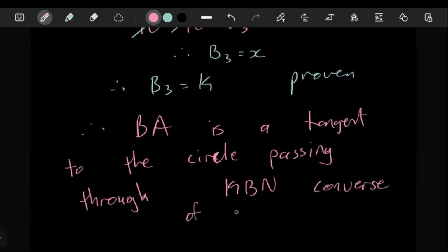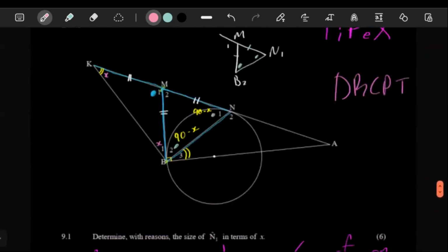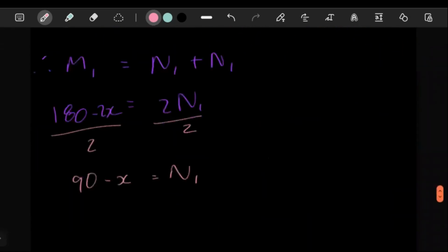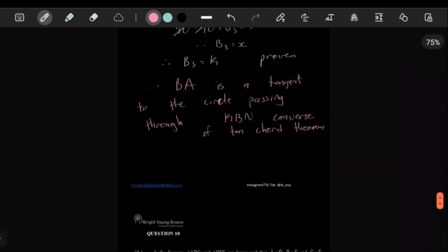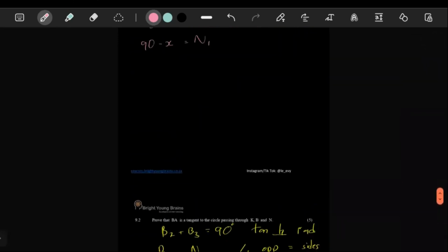Converse of tan-chord theorem. That's the reason, because the tan-chord theorem would need to stand if there's a circle passing through those points there. And that's that for this question number 9.